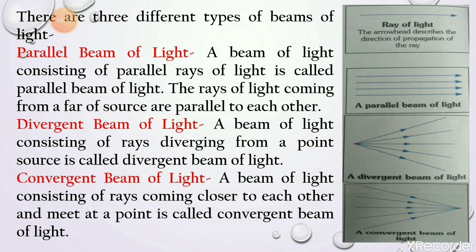In the next diagram, you can see a divergent beam of light. So what is a divergent beam of light? When the beam of light consists of light rays that are diverging, diverging means they are spreading, from a point source. Meaning from a point source, light rays are coming out and they are spreading. So when they are spreading or diverging, this type of beam of light is called a divergent beam of light.